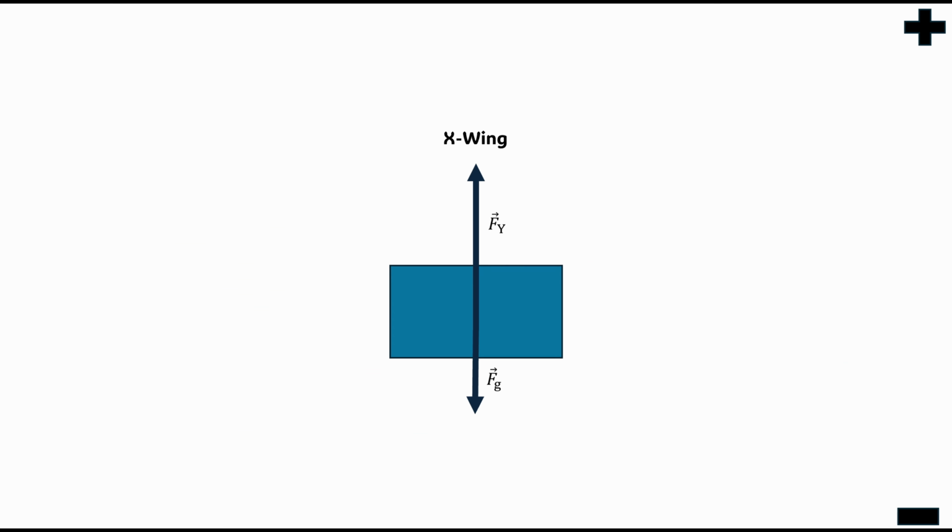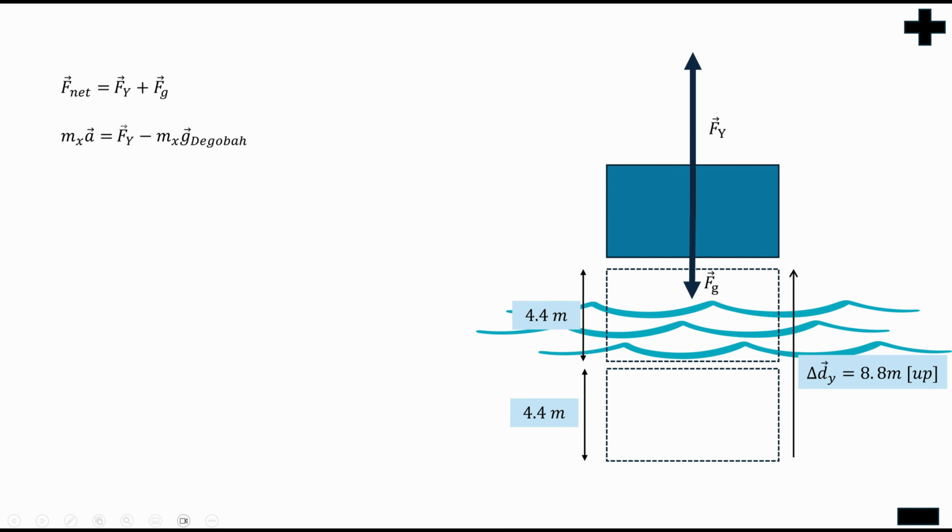To analyze the dynamics of the lift, we consider the forces acting on the X-Wing. Only 2 forces play a significant role: the gravitational force, Fg, and the upward force exerted by Yoda, Fy. Air resistance can be assumed to be negligible due to the slow, smooth ascent, and of course there is no normal force since the craft is not in contact with any surfaces. Thus, the net force is the force Yoda exerts plus the gravitational force.